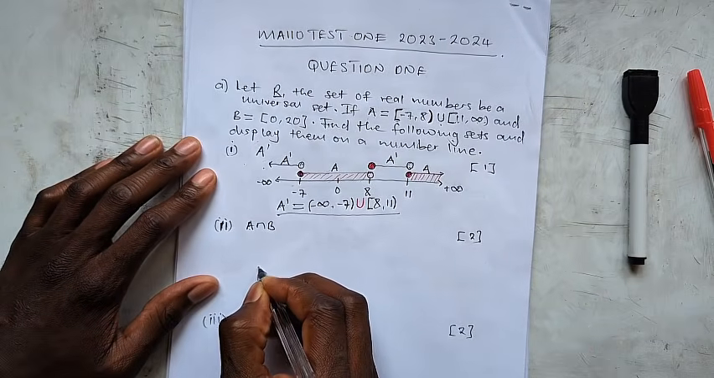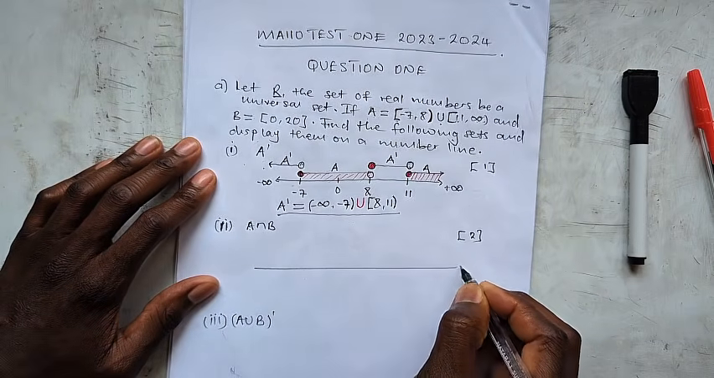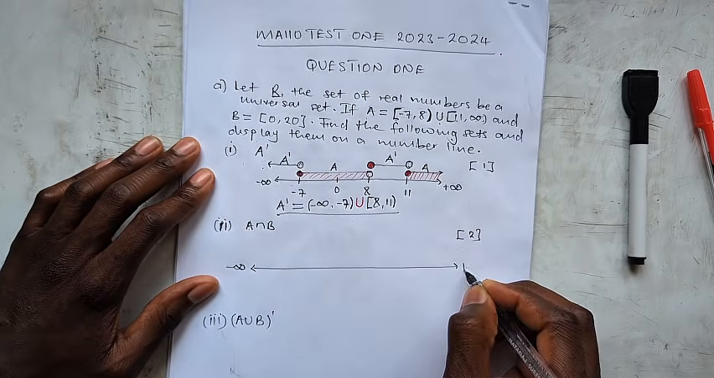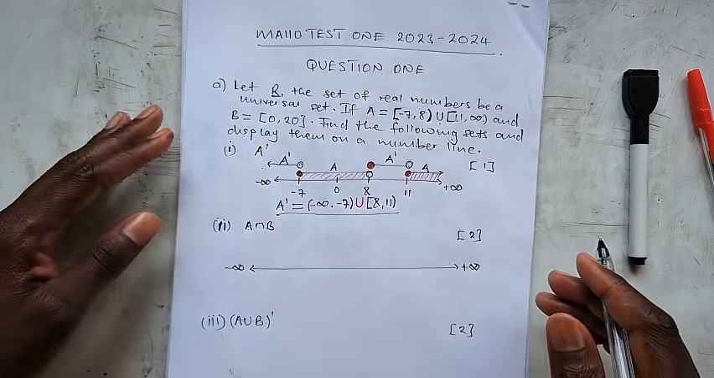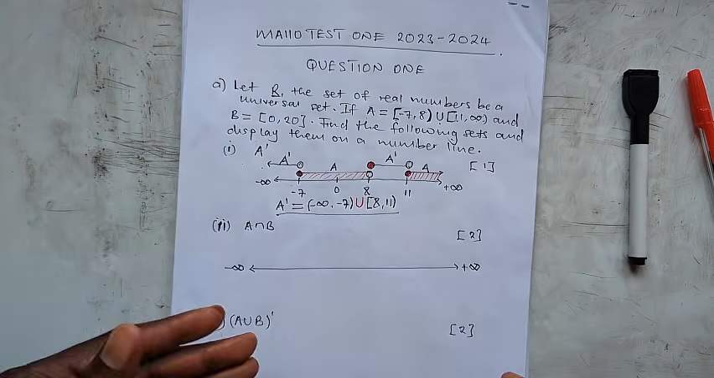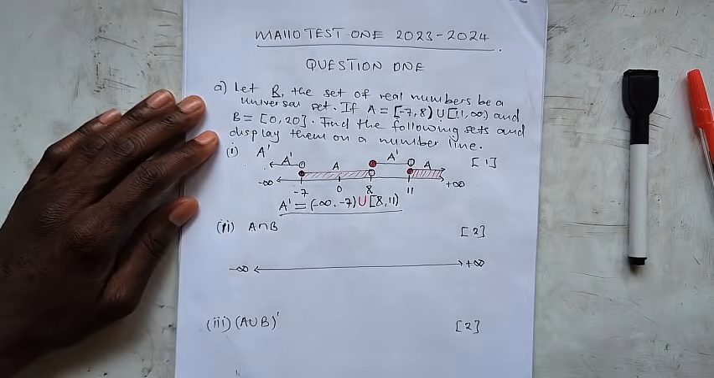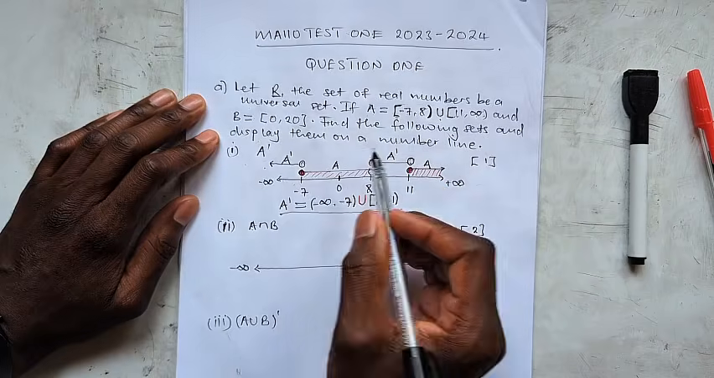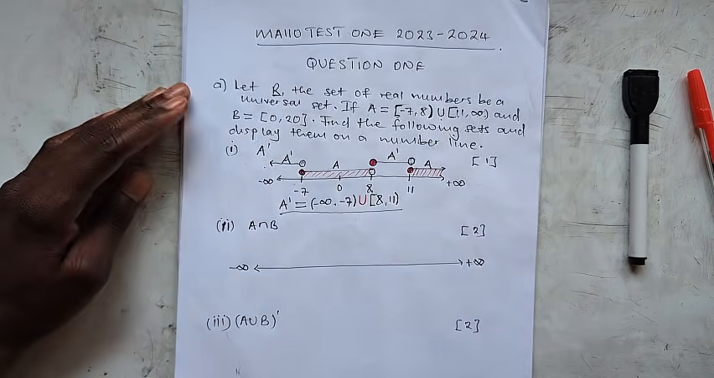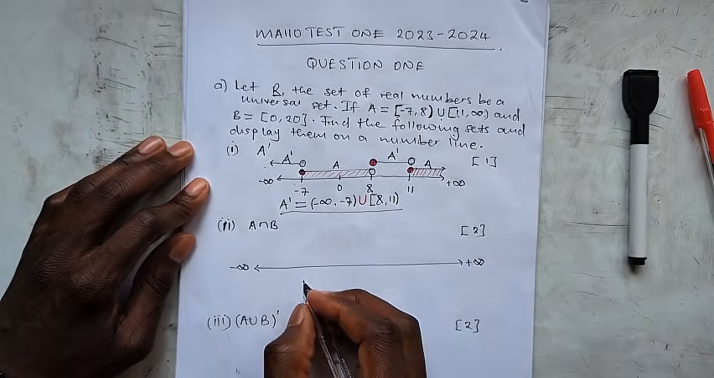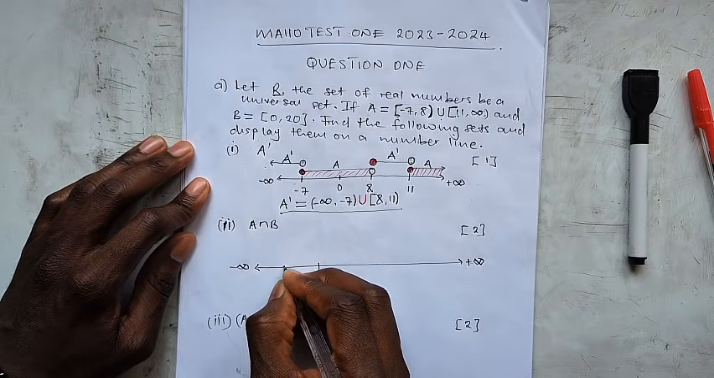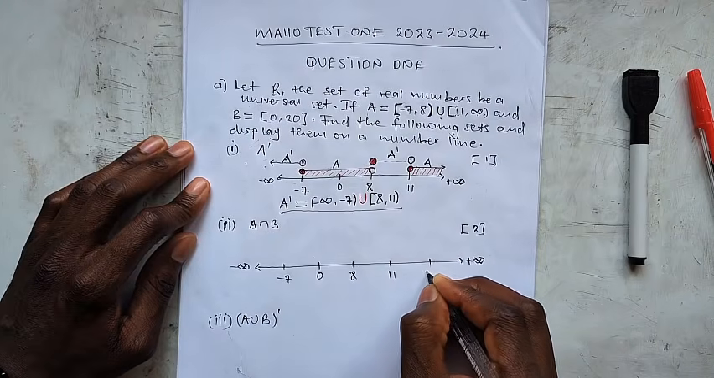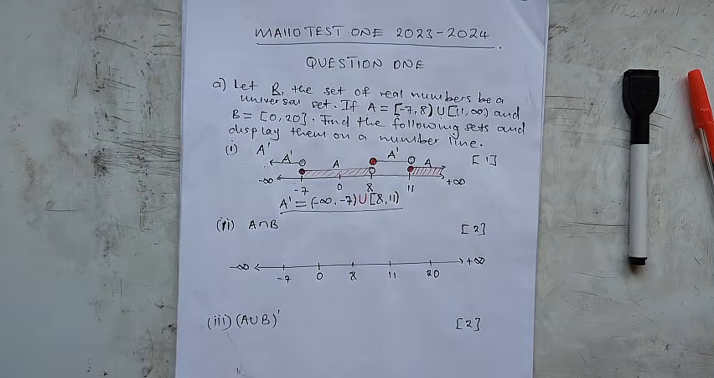So I'll do likewise. I need to come up with a number line which is running from negative infinity to positive infinity. The reason we are running from negative infinity to positive infinity is because they said the universal set has to be a set of real numbers. So let's plot both set A as well as set B, then we see where these sets are intersecting. I'll put my 0 here, my -7 there, my 8 here, my 11 there, then I'll put my 20 somewhere there.